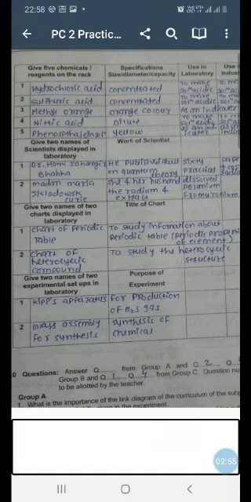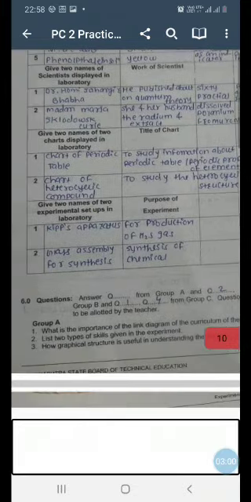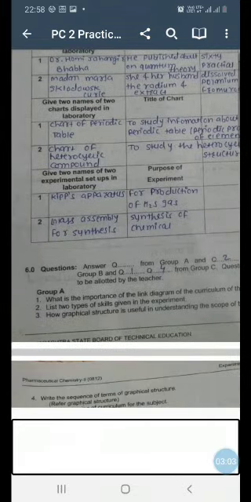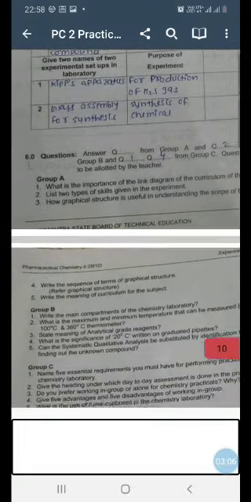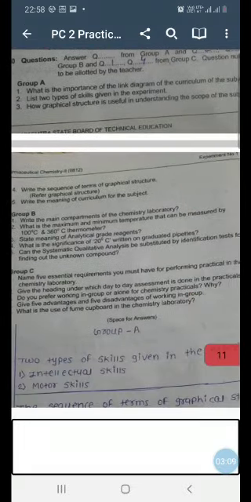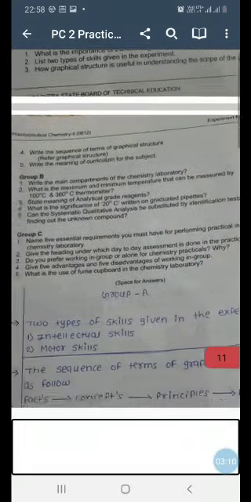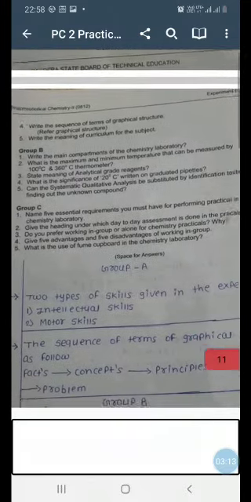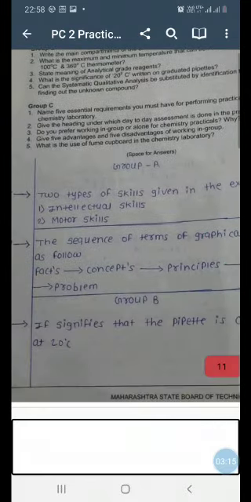Now below this there is a set of questions which are asked under various groups, that is group A, group B and group C. So you should choose the questions and try to answer them. Here we come to the end of our first experiment.